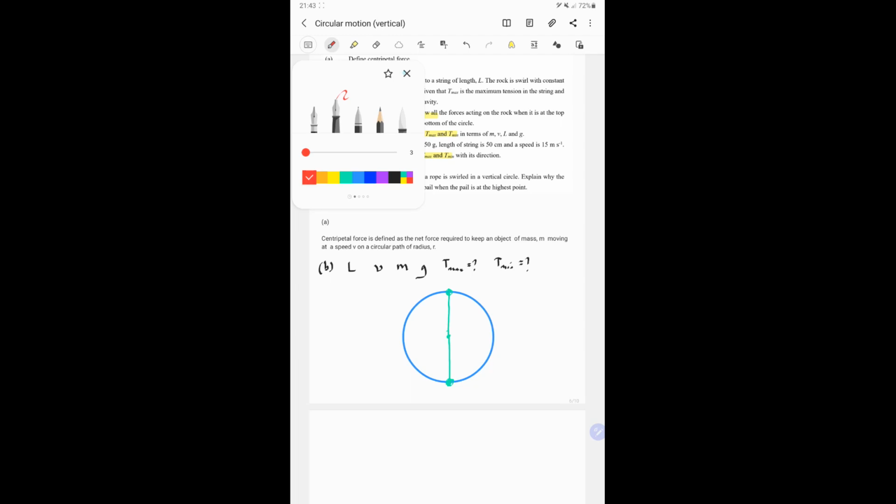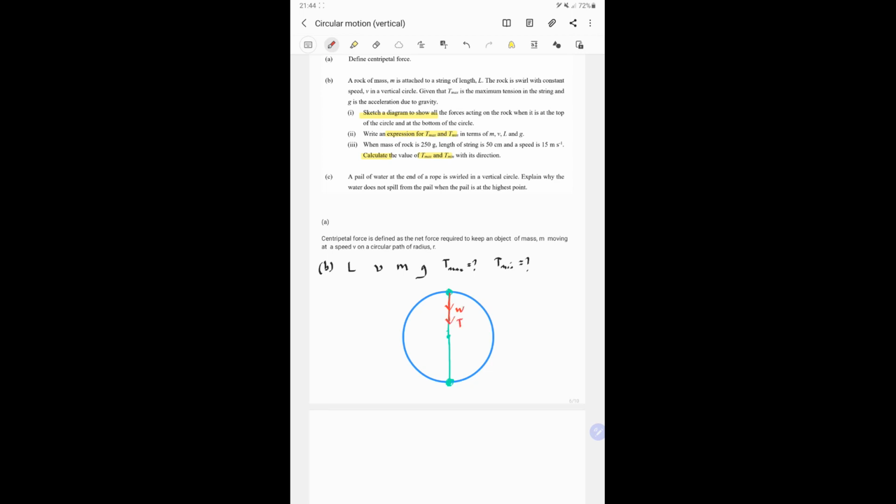Let me use a different color. First, of course, weight. And then the second one is tension, isn't it? At the top. Alright, and then at the bottom, what do we have? Still weight, also the tension. Tension must be directed out of the body, through the string.